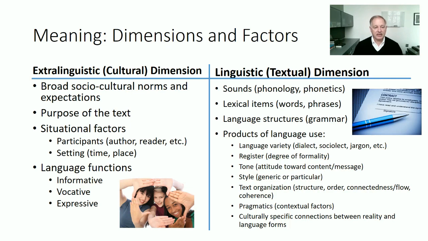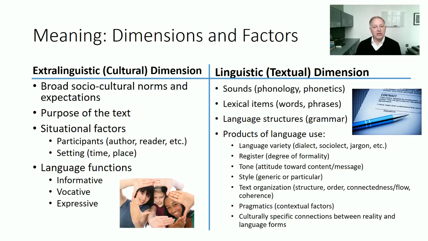We have the purpose of the text, different situational factors like who's the author, who are the readers, what are their expectations, in what time and place is this exchange, right? The writing and the reading of the text taking place, or the speaking and the listening of that utterance, right? So those situational factors come into play. They're not necessarily linguistic, but they affect meaning. And then we've talked about the three primary language functions: informative, vocative, and expressive. So those are some things that aren't made out of words and grammar, but that nonetheless are cultural dimensions or extralinguistic dimensions of meaning that affect how we might interpret a text.